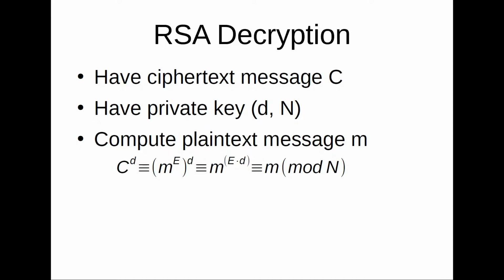And one thing to note is that you can't normally raise numbers like this and then just multiply them together when you're doing modular arithmetic like you can in normal arithmetic. But on Wikipedia, if you want to read it, there's a proof on why it works in this case, and then C raised to the D, you're left with M, the original plaintext message.